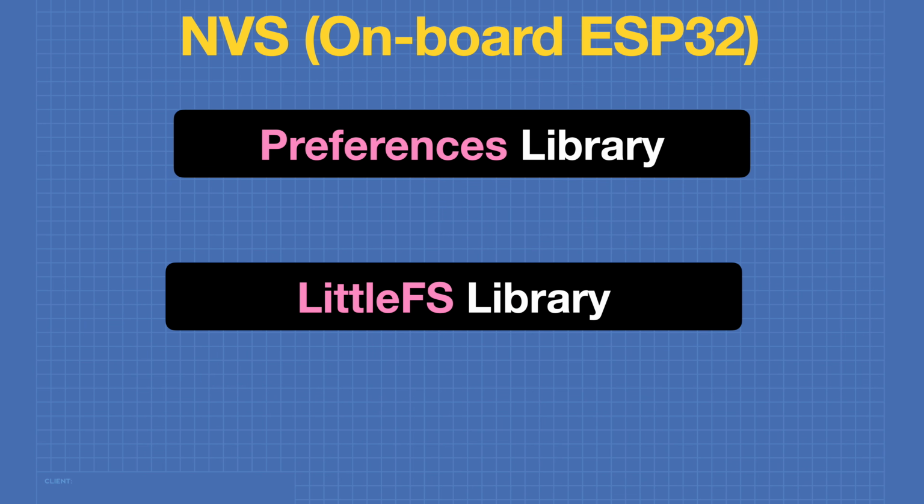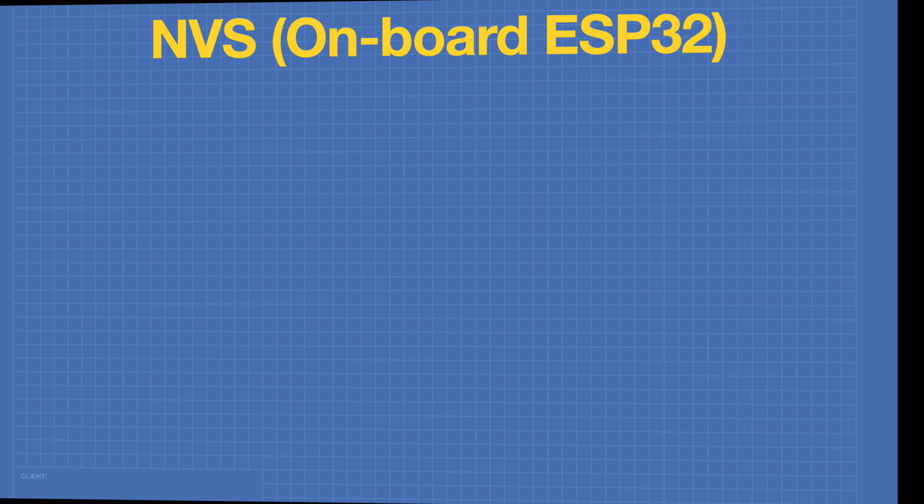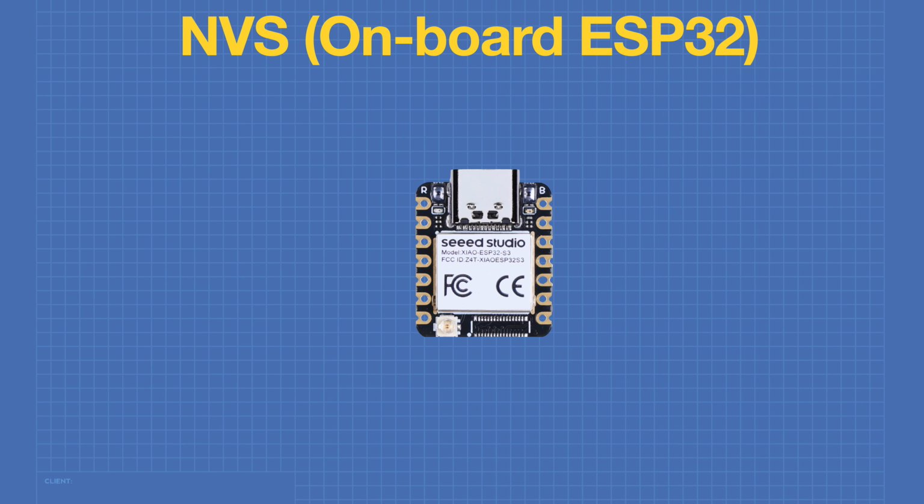There are 2 libraries we can use for working with the onboard NVS memory. The Preferences library is good for name-value pairs, and the LittleFS library is great for saving and reading files. We're going to experiment with the onboard memory using an Arduino Xiao ESP32 S3 board, but you could use virtually any ESP32 for this experiment.